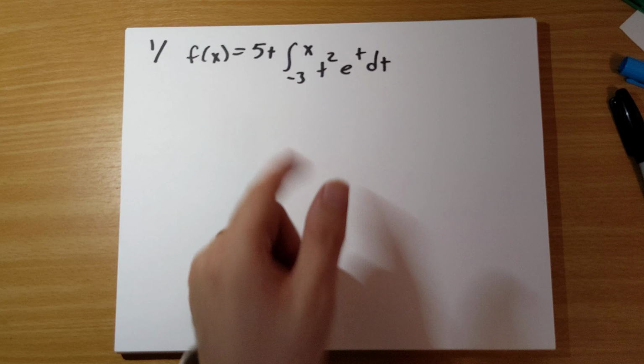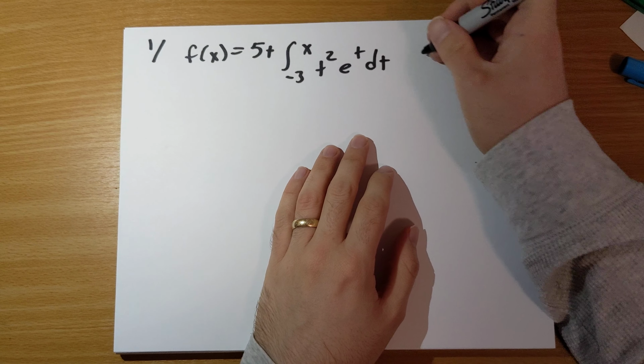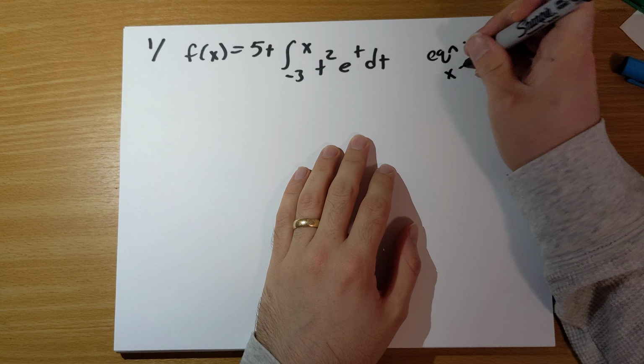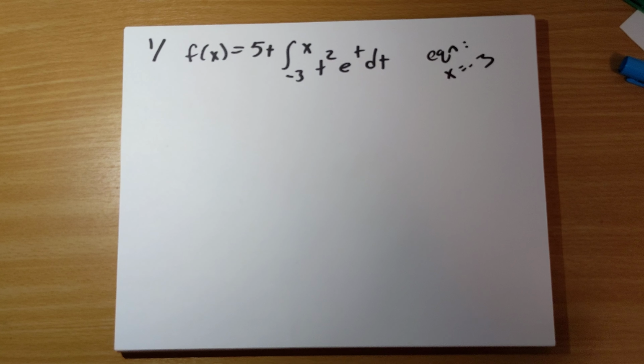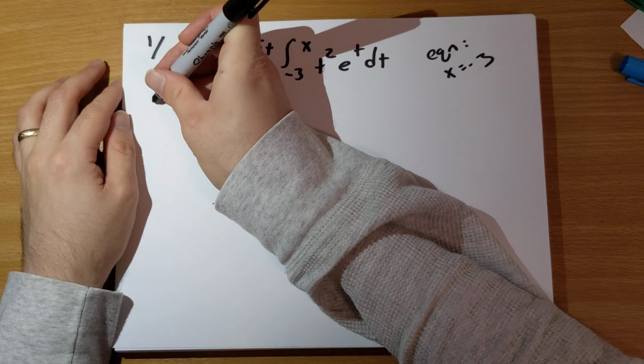Number 1 here. The f of x is equal to 5 plus the integral from negative 3 to x of t squared e to the t dt. Find an equation of the tangent line to f at x is equal to negative 3 here. Okay, equation of the tangent line, we need two things. We need a point and we need a slope. How do we go about doing this?